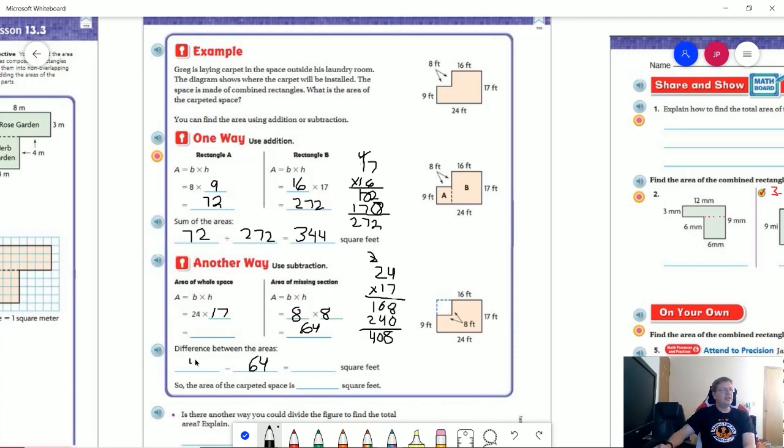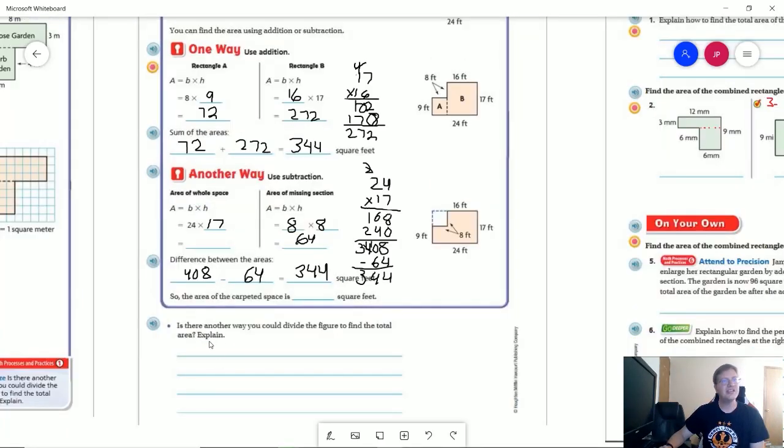So 408 minus 64. If we are doing our proper regrouping, we would go ahead and do this. I know in 3rd grade we talked about kind of bracketing this together and doing 40 minus 6. Either one of those would be okay. So we're going to get 344, which does match what I got up here. So I did the problem correctly.